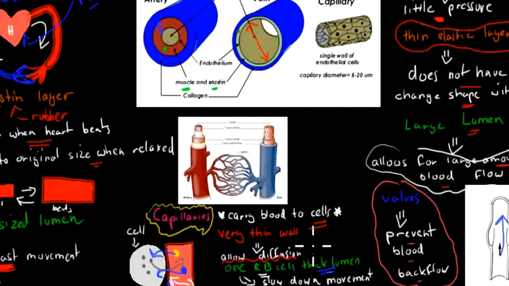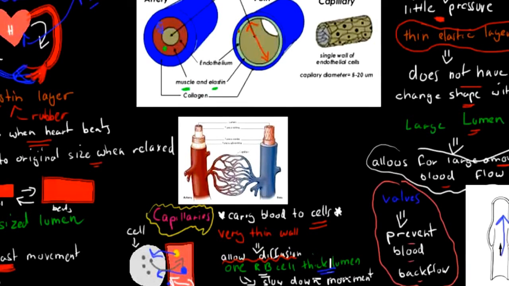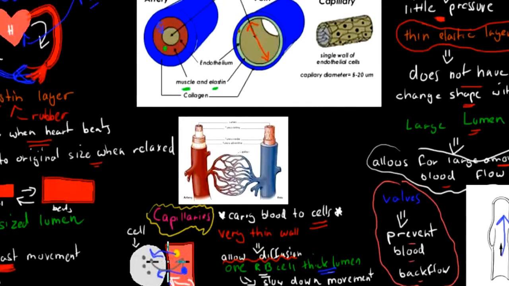Capillaries have a very thin wall, because they make sure that all the cells get the nutrients and they can diffuse all the carbon dioxide back into the blood. And the lumen is only one red blood cell thick, and that slows down the movement, so things have time to diffuse in and out.